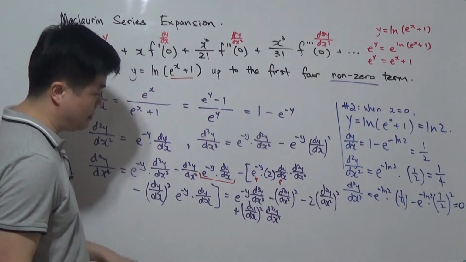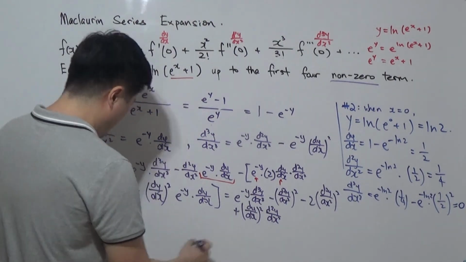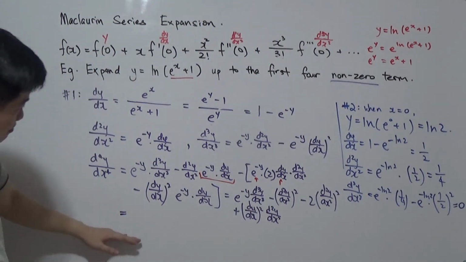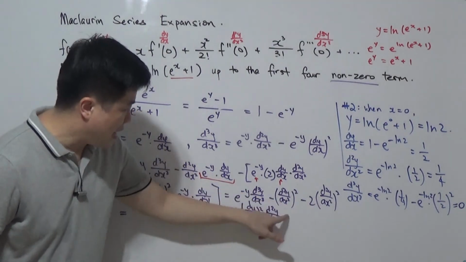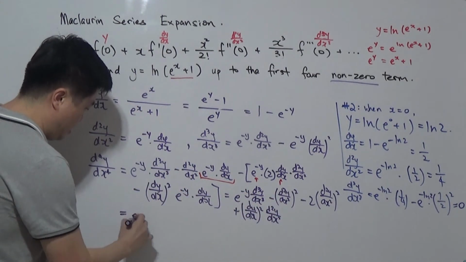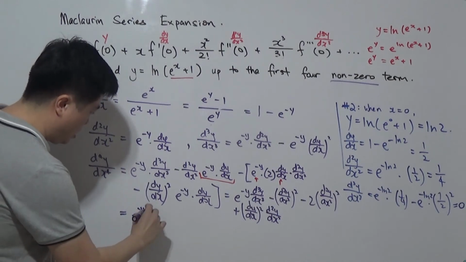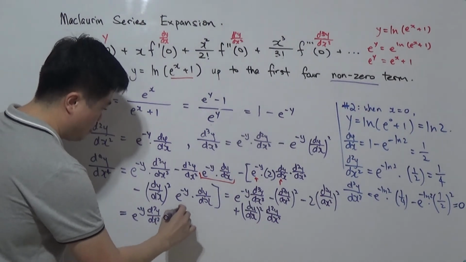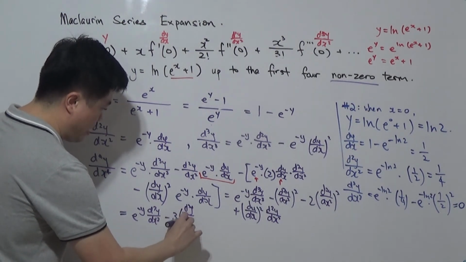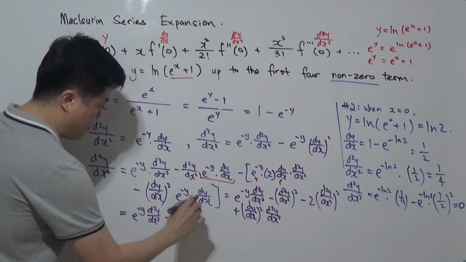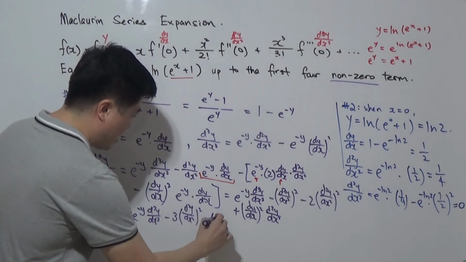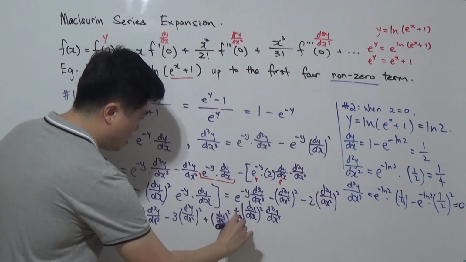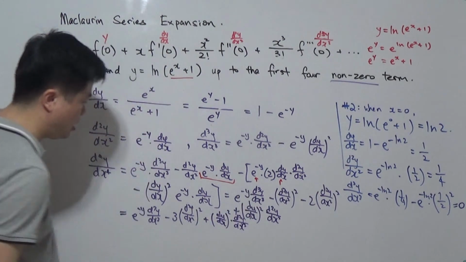And then again, we can simplify this further because, again, I'm going to write it over here. I'm running out of space, but it should be enough. Because this term and this term are like terms, so we can combine this together, and we have e^(-y) [d3y/dx³ minus 3 (d2y/dx²)², then plus (dy/dx)² times d2y/dx²]. Okay, so that's our expression.